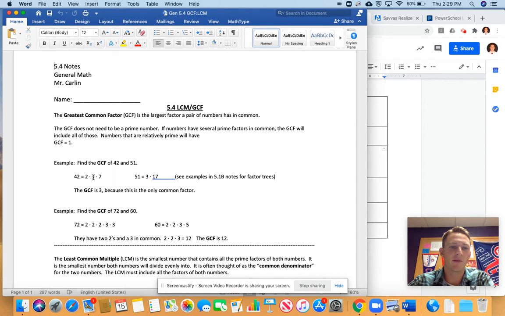So what do these have in common? They both have 3s. That's the biggest number that they have in common. So the greatest common factor is 3 because it's the only common factor, right? If we had two of the same factors, we would just take the bigger one.